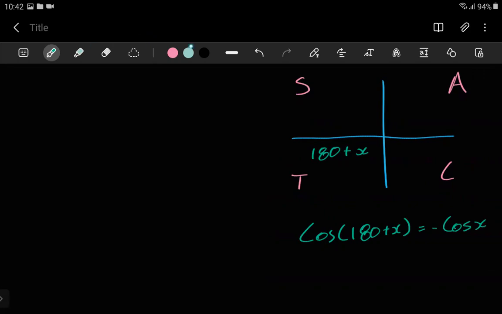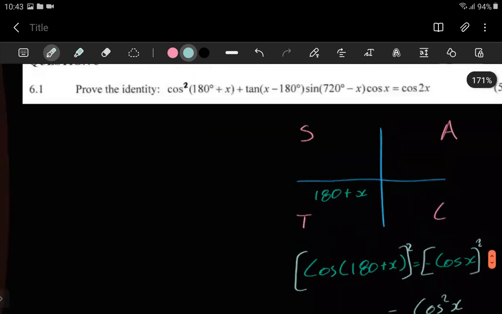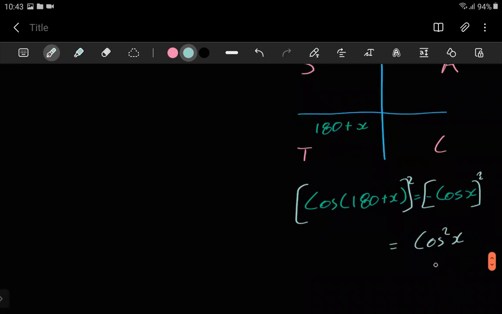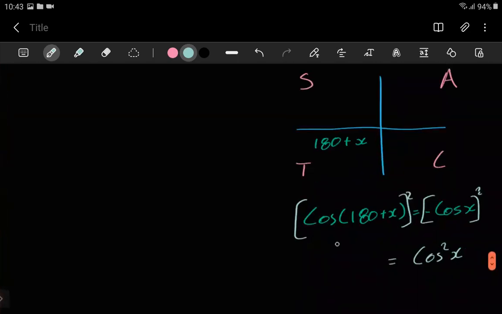But then the issue here is that if you have this thing squared, it means that this will also be squared, of which negative cos squared is just going to give you a positive cos squared, because a negative times a negative gives you a plus. That's why cos squared(180 plus x) is just going to be positive cos squared x, because the square is just telling you that you're squaring your expression. Does that make sense?